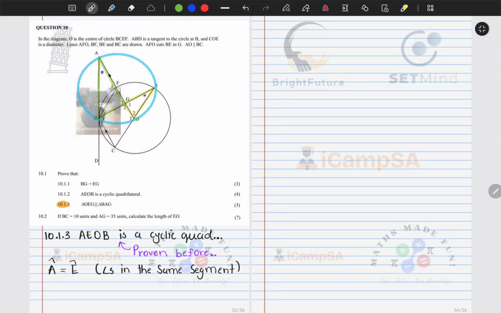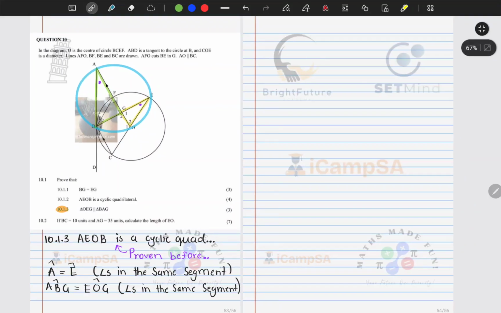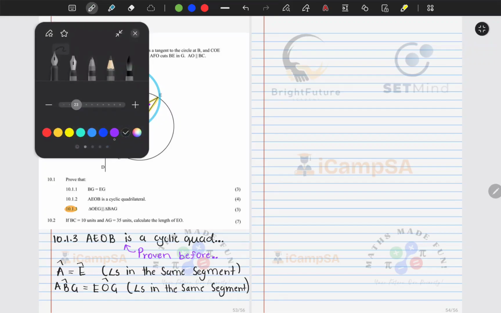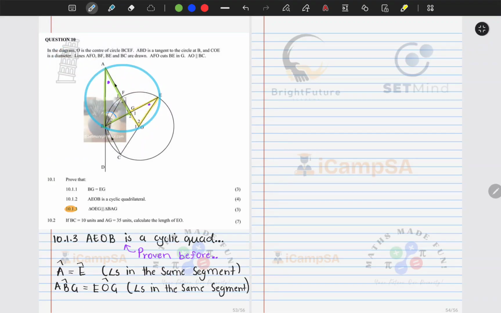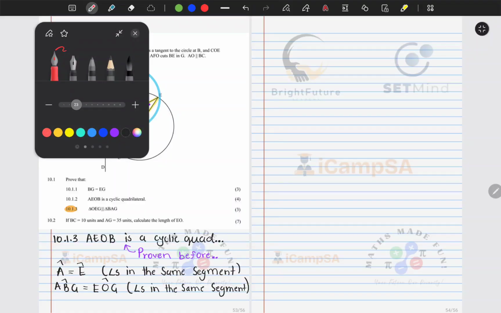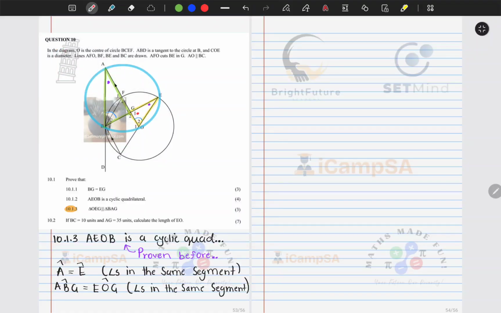But then what you also need to realize is that angle BAG is the same as, if you observe carefully, angle EOG. And these again are angles in the same segment. Done with that. Then you will see, this speaks to this angle and that angle, that the other two angles will be equal.